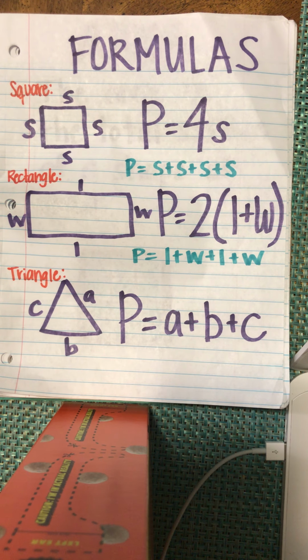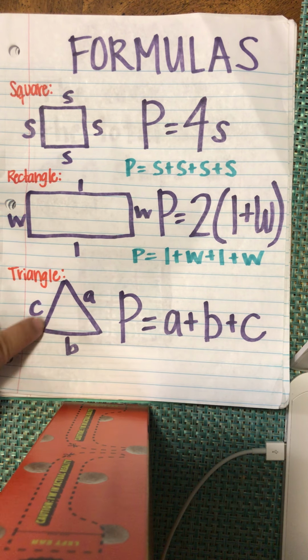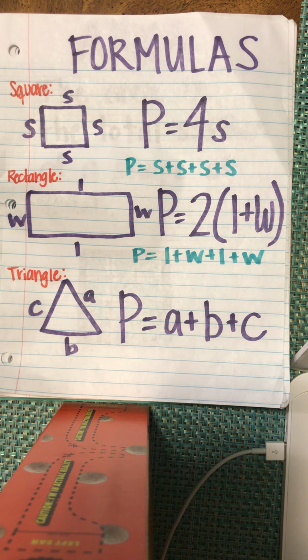And then for a triangle, it says perimeter equals A plus B plus C. Basically taking each side of the triangle and adding that up. That will get you the perimeter of a triangle.